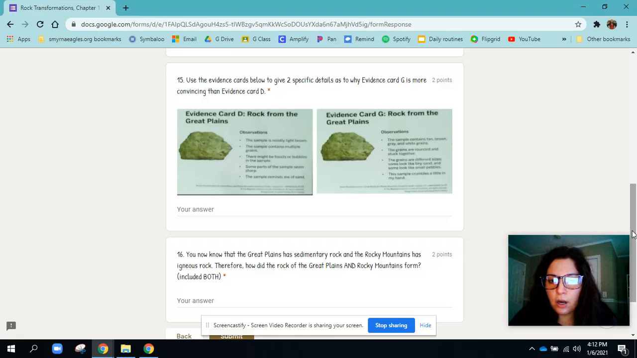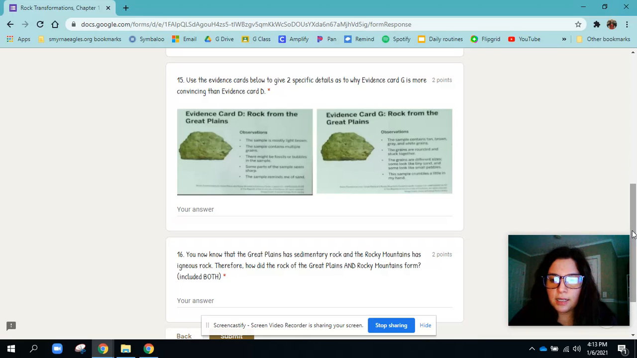Then I go over to evidence card G, which is also the same rock from the Great Plains. And here are those observations. The sample contains tan, brown, gray, and white grains. The grains are rounded and stuck together. The grains are different sizes. Some look like tiny sand and some look like small pebbles. This sample crumbles a little in my hand.